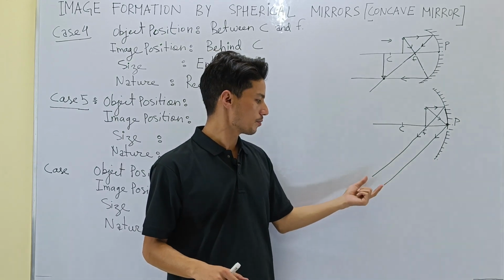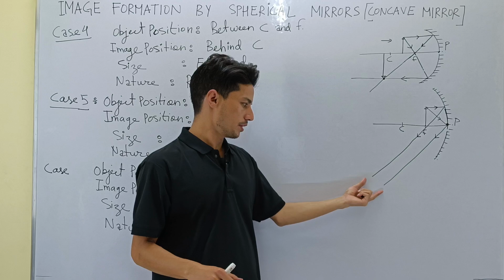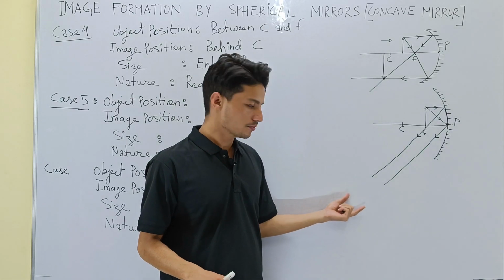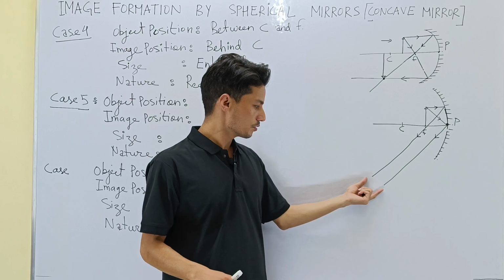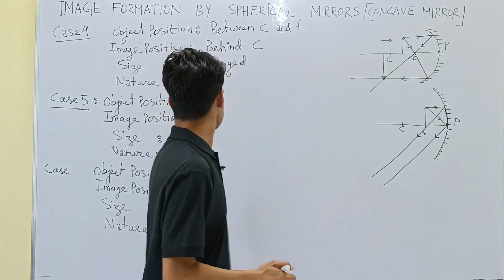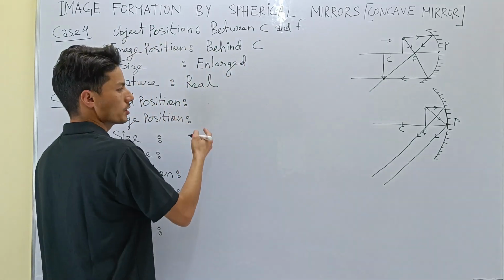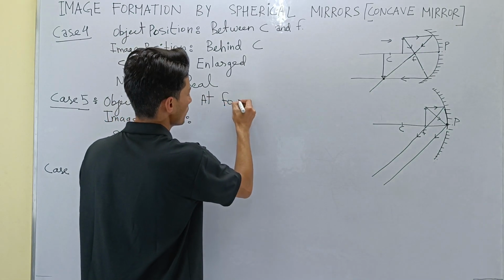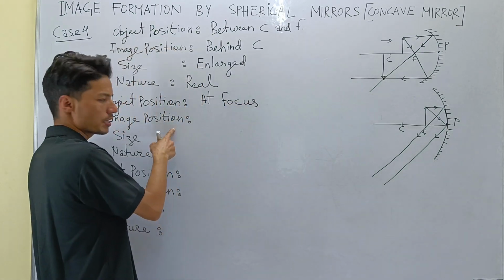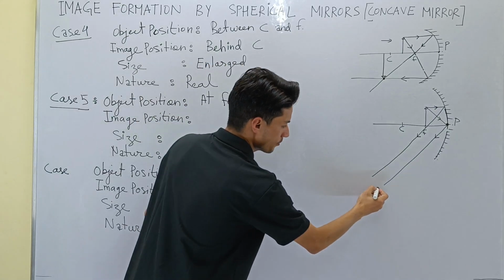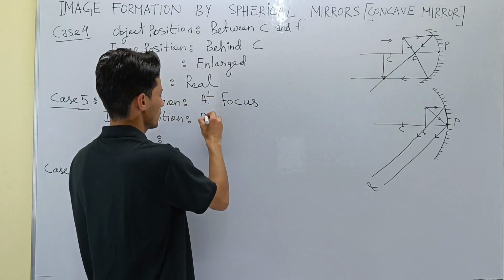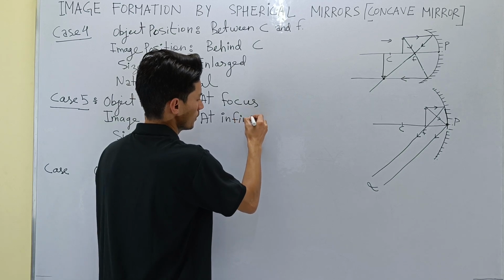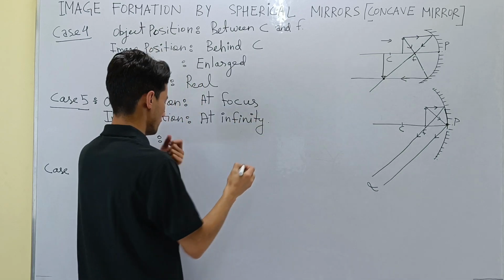So where will the image be formed? I don't know, but according to your textbook, it's at infinity, so we'll write at infinity. So the image is formed at infinity. Object position: where's the object? At focus. Where's the image position? The image will be formed at infinity.